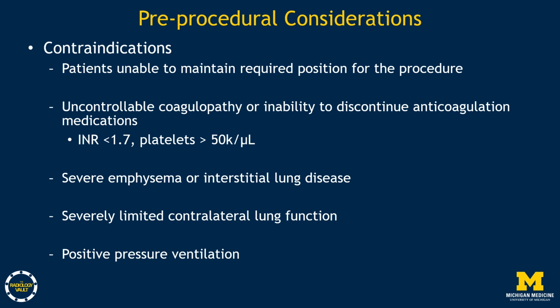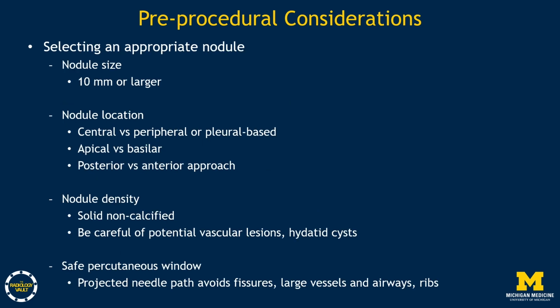Patients with limited function in their contralateral lung or those who have undergone a contralateral pneumonectomy are also not ideal candidates for percutaneous biopsy, given their inability to tolerate a potential pneumothorax to the lung which sustains their pulmonary function. In addition to patient factors, there are also several lesion-specific and anatomic factors which must be considered.